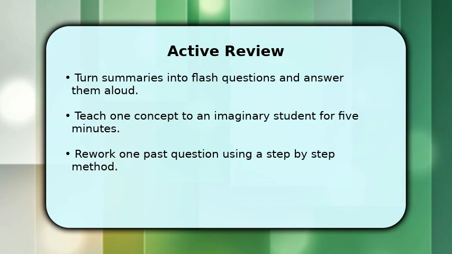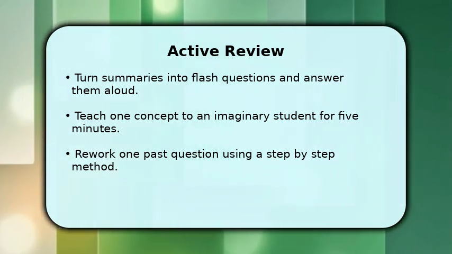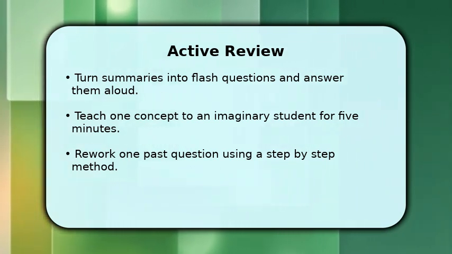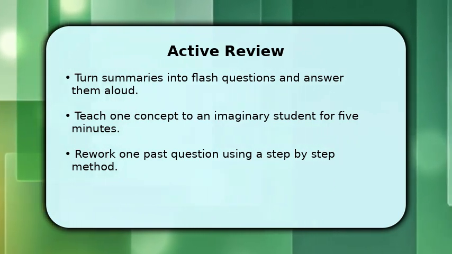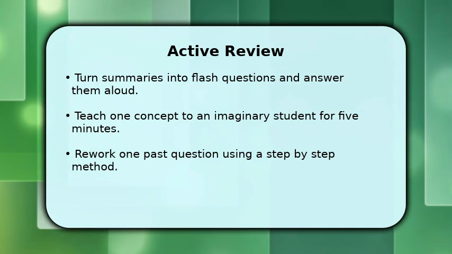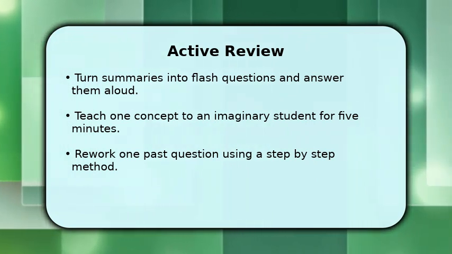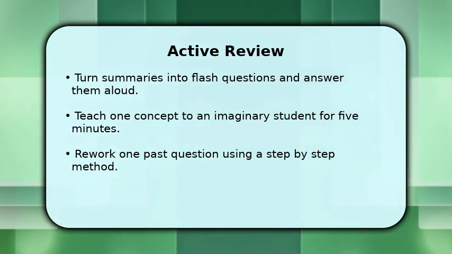Begin active review by converting summaries into quick flash questions and answer them out loud for recall practice. Speak explanations to an imaginary student and time each teaching segment to 5 minutes so you stay concise. Rework 1 past question fully, showing each step and formula used, and then compare your approach to the model answer. Rotate through models until you can explain each clearly in under 2 minutes.